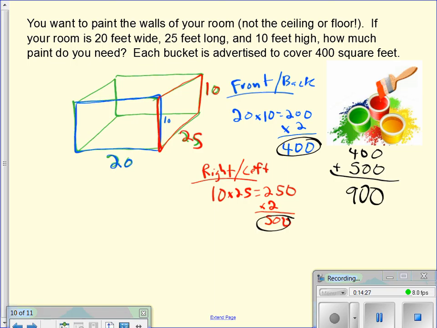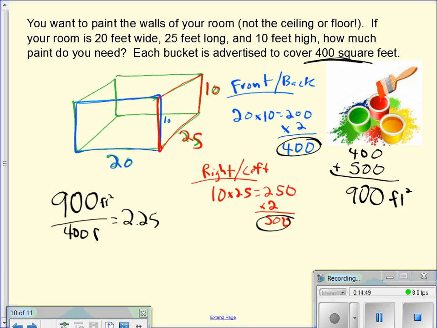And I realize I've got to go to the store and figure out how much paint I want to buy. Each bucket of paint covers 400 square feet. So 900 divided by 400 gets me 2.25. This is square feet, this is square feet. If you go into the store and ask for 2.25 buckets of paint, they're going to laugh at you and tell you to get the heck out. So you need 3 cans of paint to make sure that you can cover everything and not have too much left over.